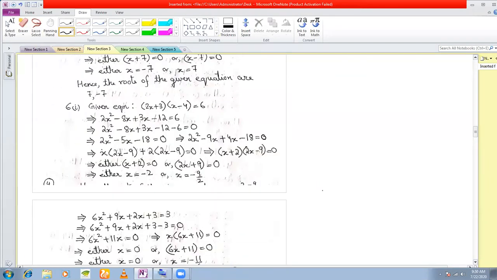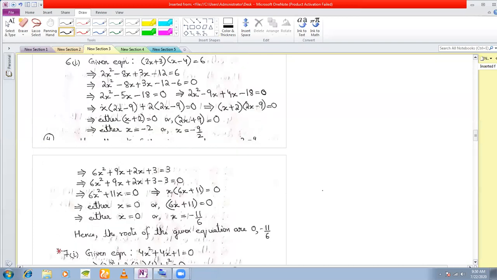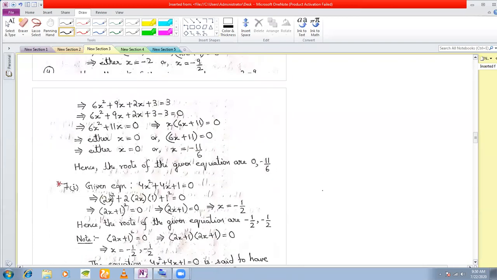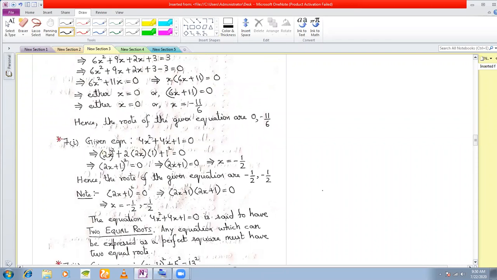I think quadratic equations is not a big deal if you know the middle term factorization and if you know factorization by identities. You can do middle term factorization, I mean, you can solve the quadratic equation. So first, let us now consider 7(1). We have 4x square plus 4x plus 1 is equal to 0. Now, mostly the expressions can be factorized by middle term factorization. If you cannot solve by middle term factorization, you will try out the identities. Okay, you will try out identities.